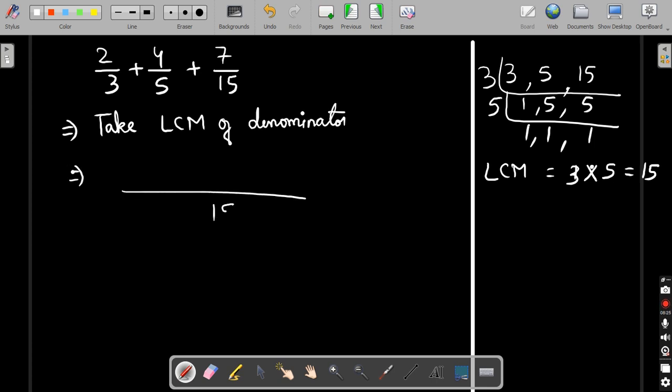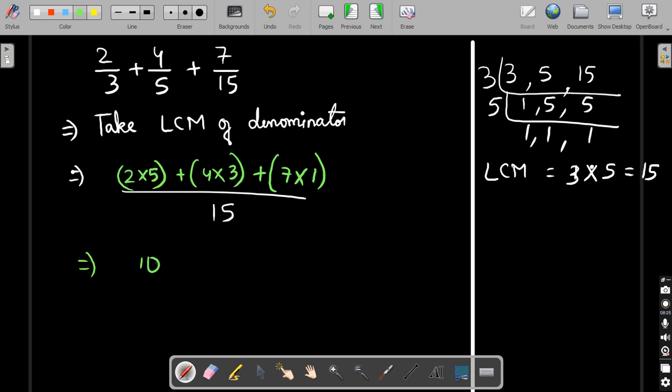I will take 15 here. Now 3 how many times in 15, students? 3 5s are 15. So I will write 2 into 5. Very good. Plus sign is there. Again 4 into, 5 how many times in 15? The denominator part I will check. Due to that I am multiplying here by 4. 5 3s are 15. Correct? Plus. Now 7 into, 15 how many times in 15? 1 time. So I will write here 1.